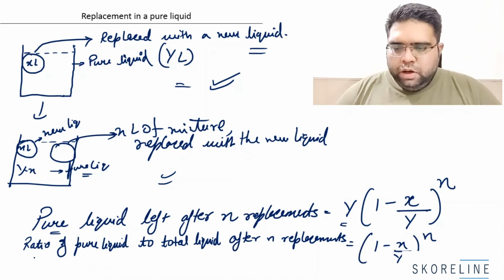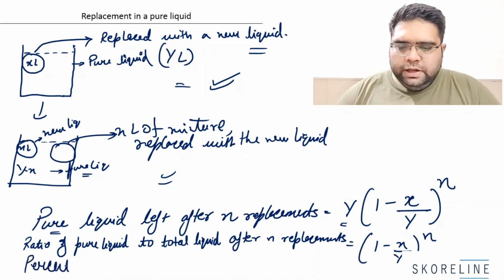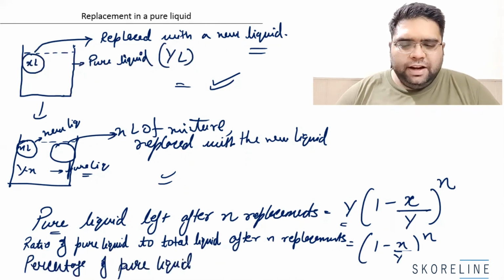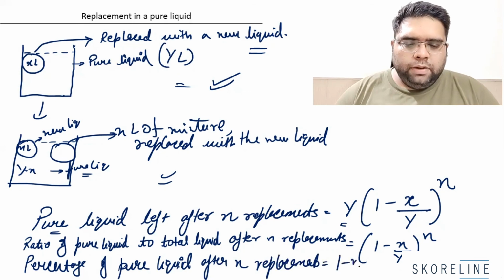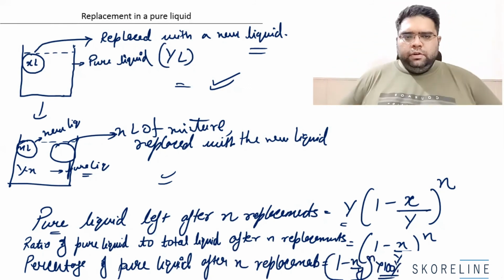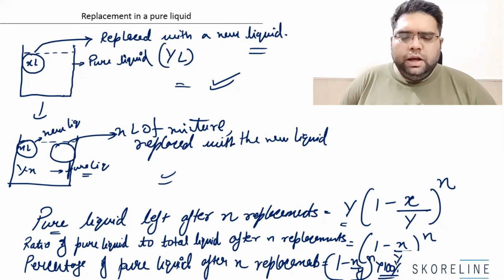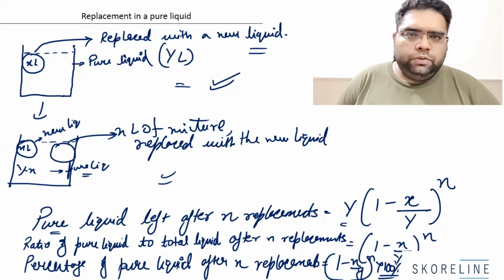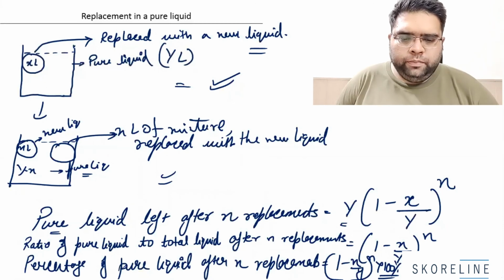Now, if you are asked for the percentage of pure liquid left after n replacements, it's easy, you understand where we are going with this. This becomes (1 minus x by y) to the power n into 100%. That's it. We will use these three simple formulas to solve questions like these.